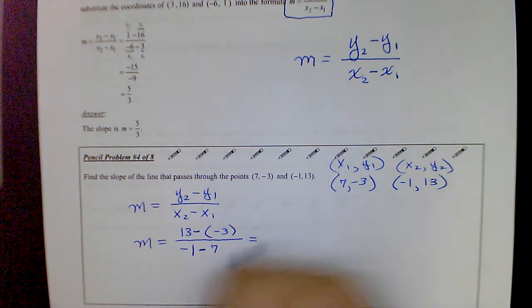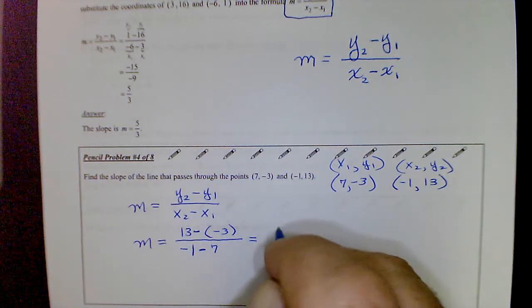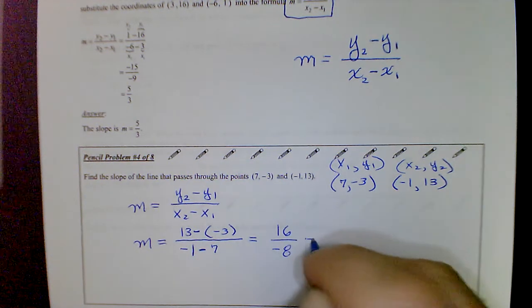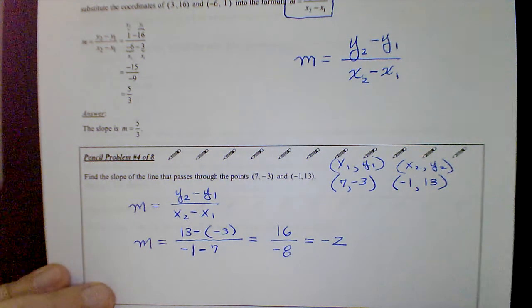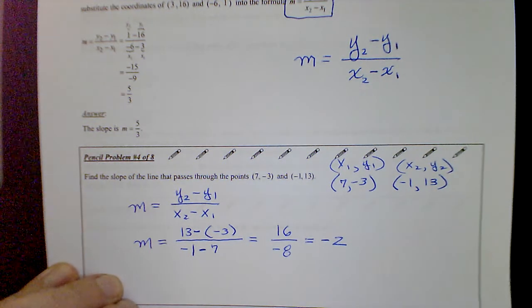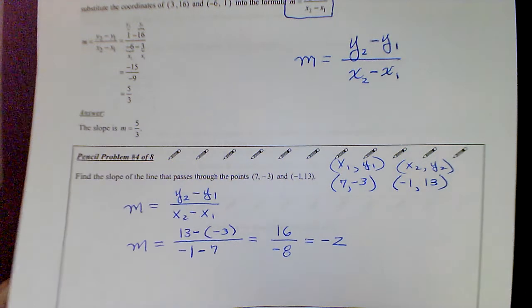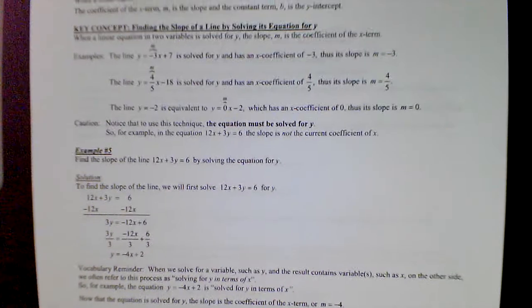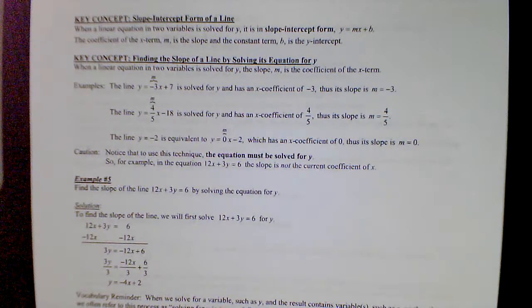So that gives, now just do the arithmetic. Double negative makes positive, 13 plus 3, 16, minus 1 minus 7, minus 8. Okay, that comes out pretty, negative 2. So that's our slope. And the larger the number, the steeper the line. The steeper it is as you rise, positive slope, or the steeper it is as you fall, negative slope.